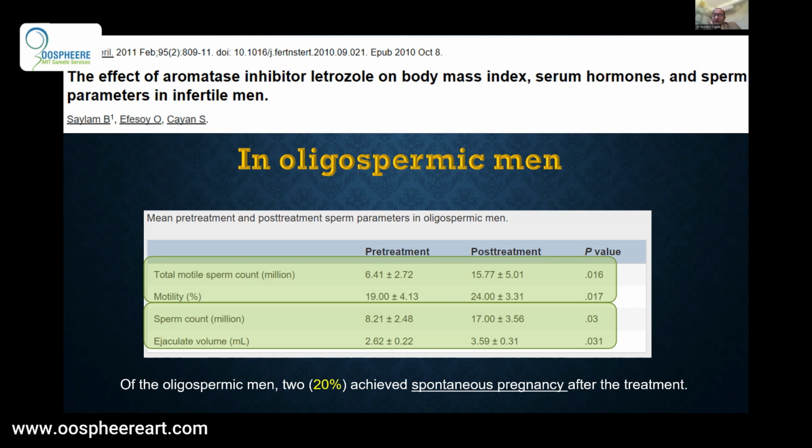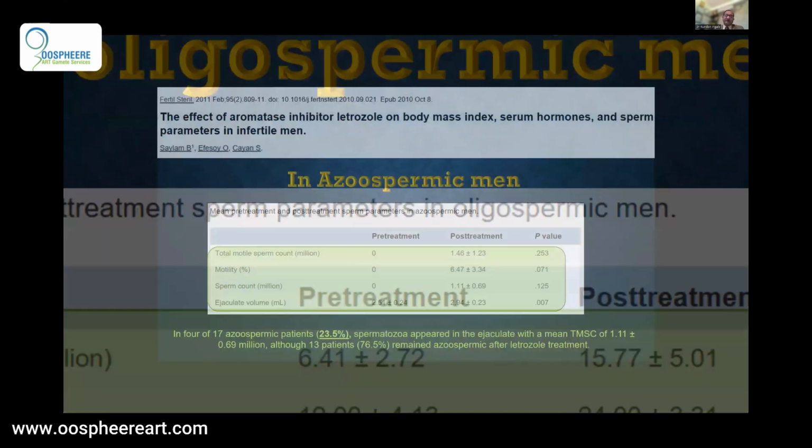But I think this study has clearly shown that pre-treatment it was 8 million, it rose to 17 million. We know how big a difference it will make in selecting or converting this patient back to IUI. And that's why in oligospermic men having obesity, check the testosterone estrogen ratio. It will help you to decide medical therapy.